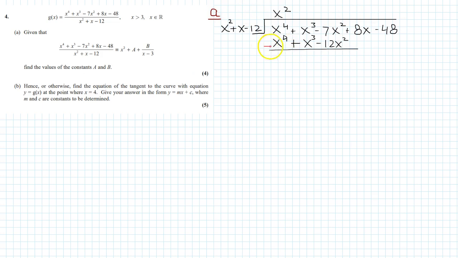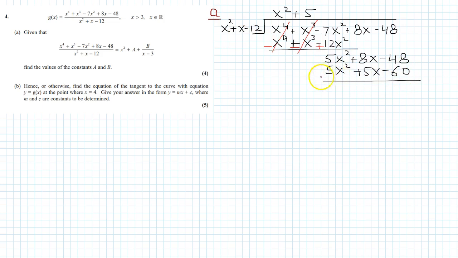We have to subtract it, so this is minus, and this will become plus. Cancel, and it will be 12 minus 7, that is 5x square plus 8x minus 48. This we multiply by plus 5. So this is 5x square plus 5x minus 60.